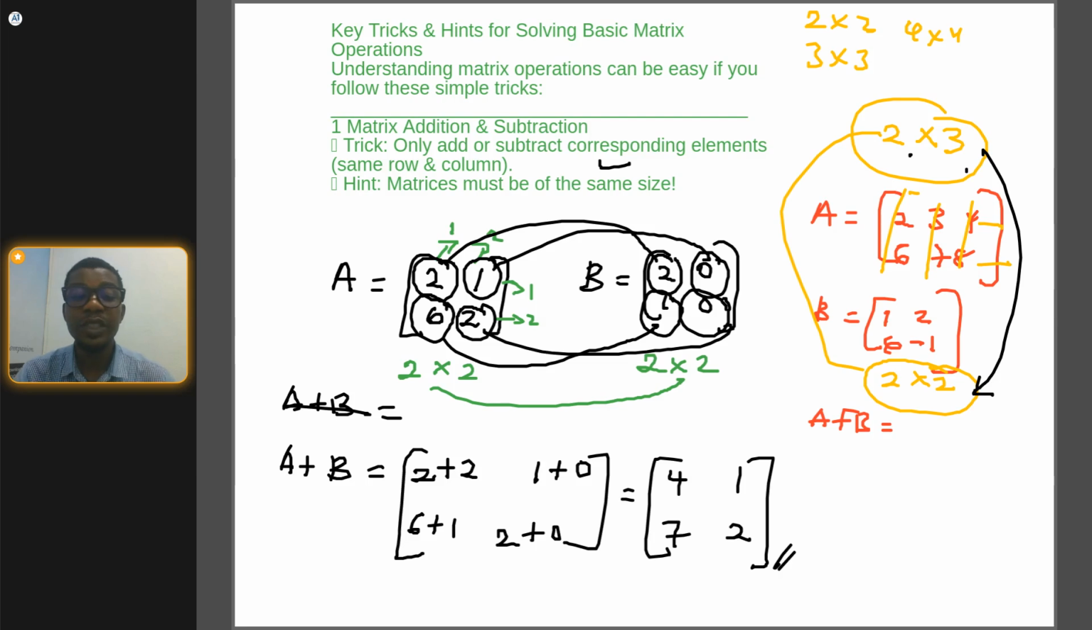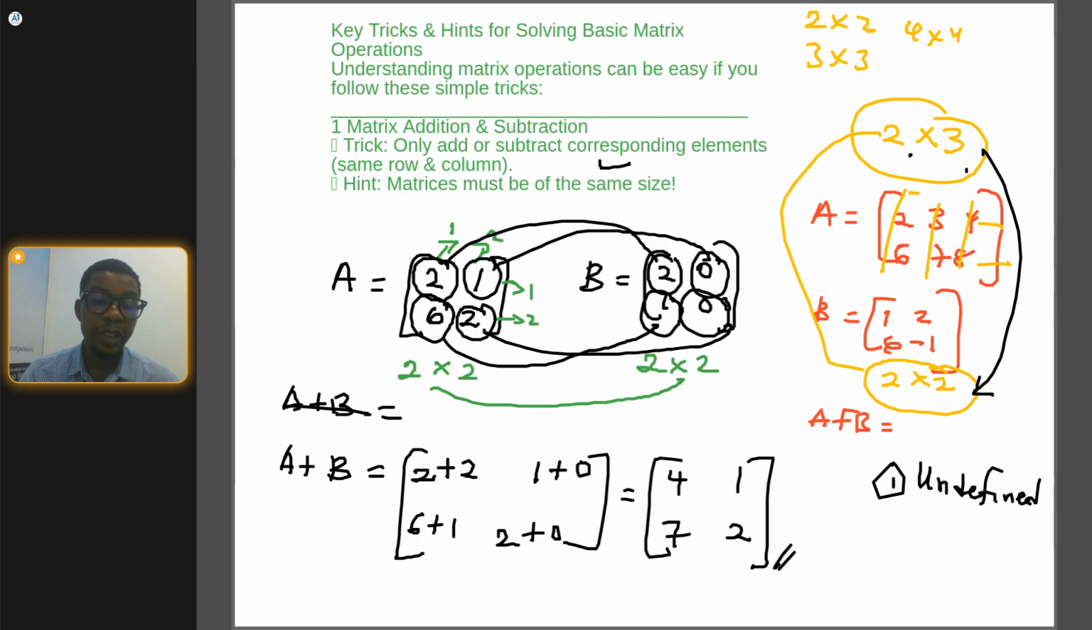So if you have questions like this, that the order of matrices are different, and you're asked to add, you just have to look for the options where you have undefined. Undefined, that is, the question cannot be solved. Undefined should be your answer if the order of matrices are not the same.